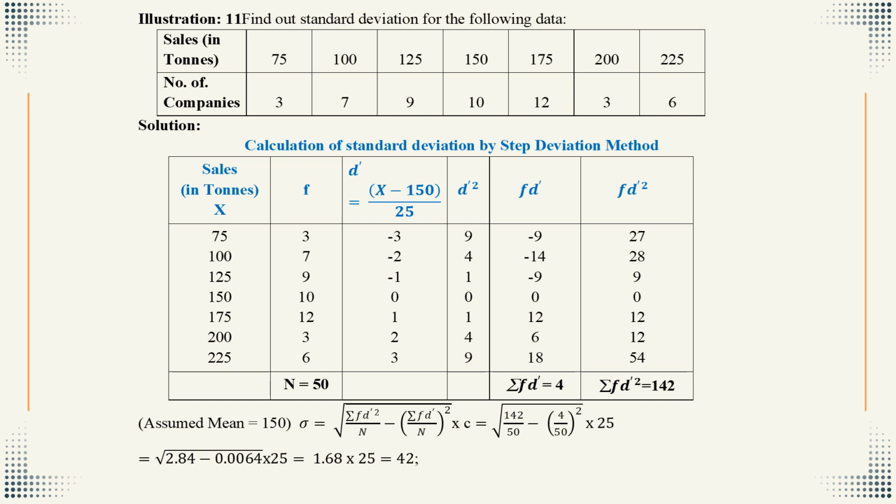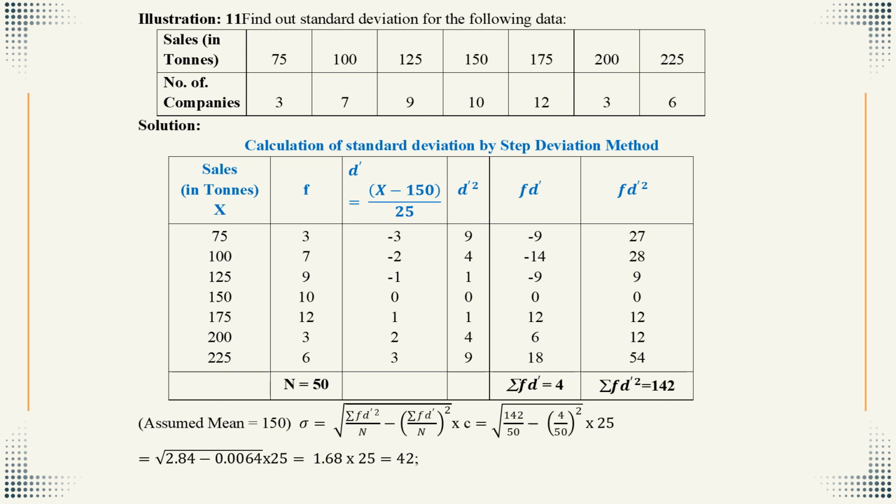Then fd dash you should calculate, because it is an assumed mean and we have to consider it. Otherwise we need not take this. That is fd dash, where d dash is minus 3. So 3 into minus 3 is minus 9. 7 into minus 2 is minus 14. 9 into minus 1 is minus 9. Then 0. Then 12 into 1 is 12. 3 into 2 is 6. 6 into 3 is 18. Then you have to find the total, which is equal to 4.